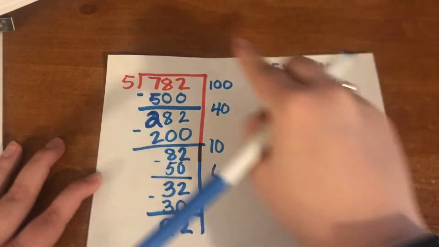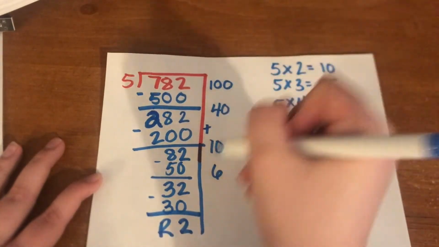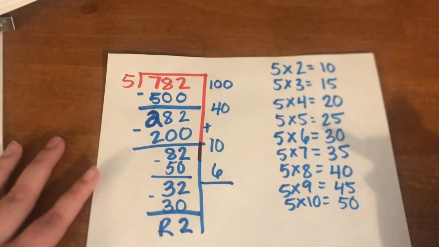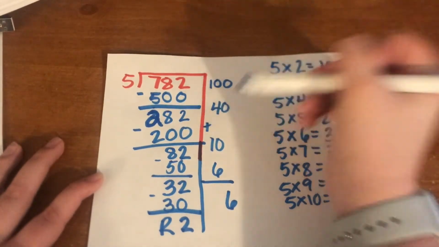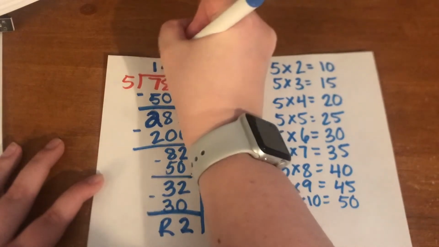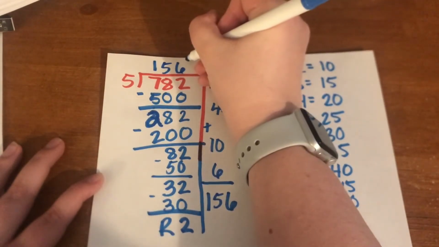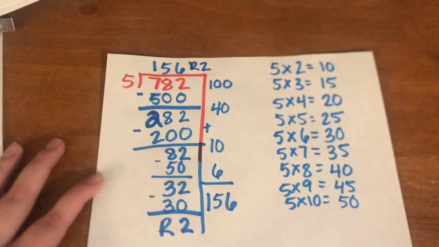And now over to the side here are all my partial quotients that I will add up to get my final quotient. So that would be 6, counting my tens, would be 4, 5, and 100. So 156 with a remainder of 2 would be my final answer here.